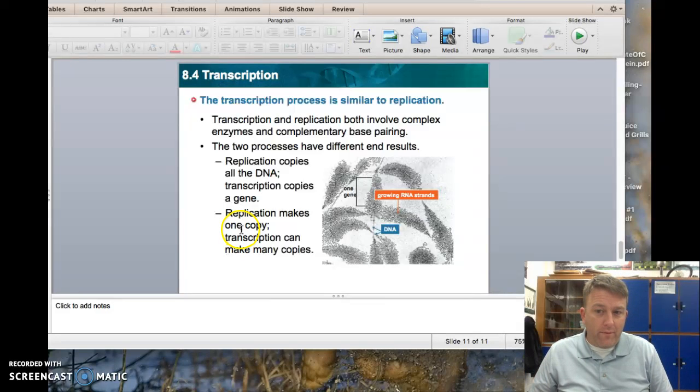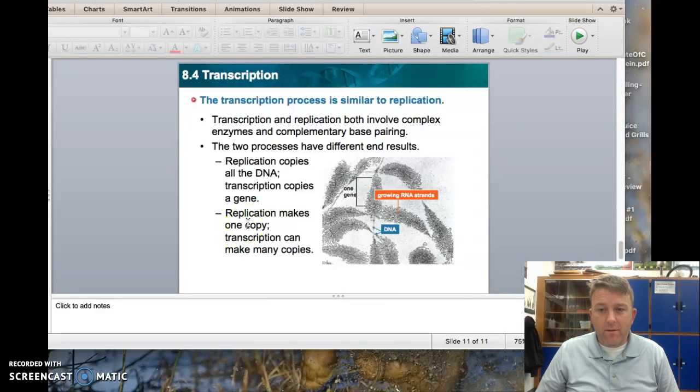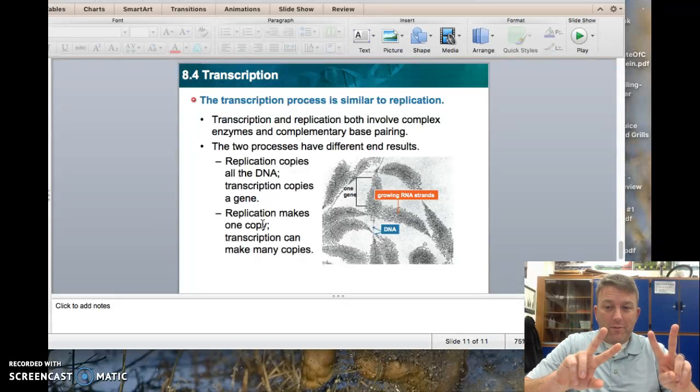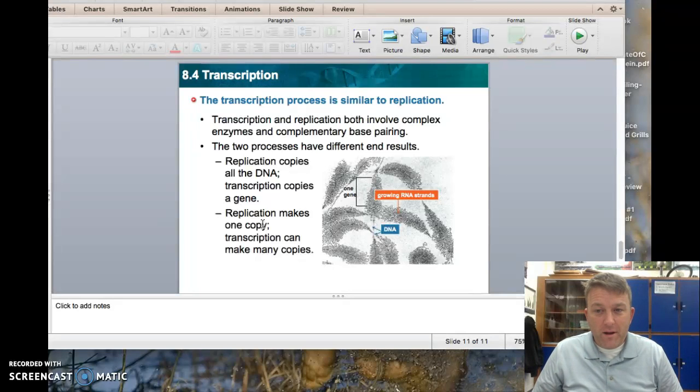Now, what's the difference? We have two major differences. First of all, in RNA, we're going to use uracil instead of thymine. And the second difference is we're going to only make one single strand, whereas in replication, we're going to make 2 double strands. So, a little bit different.